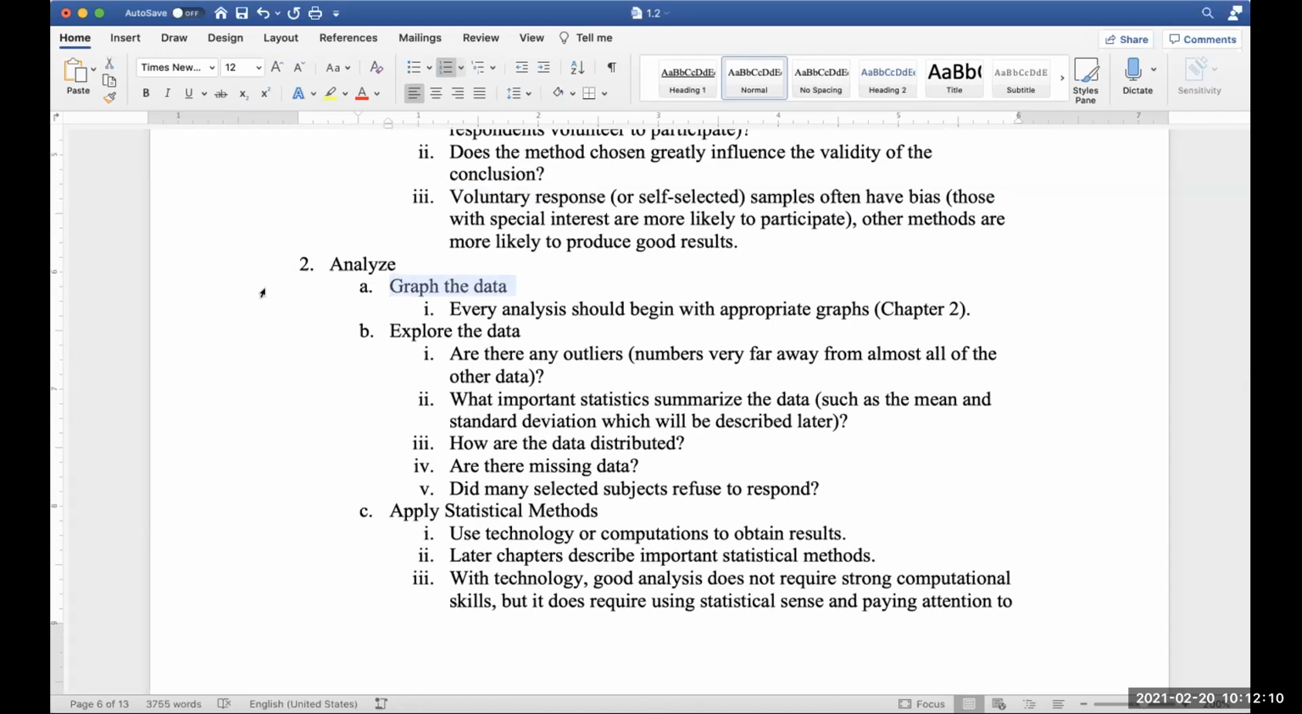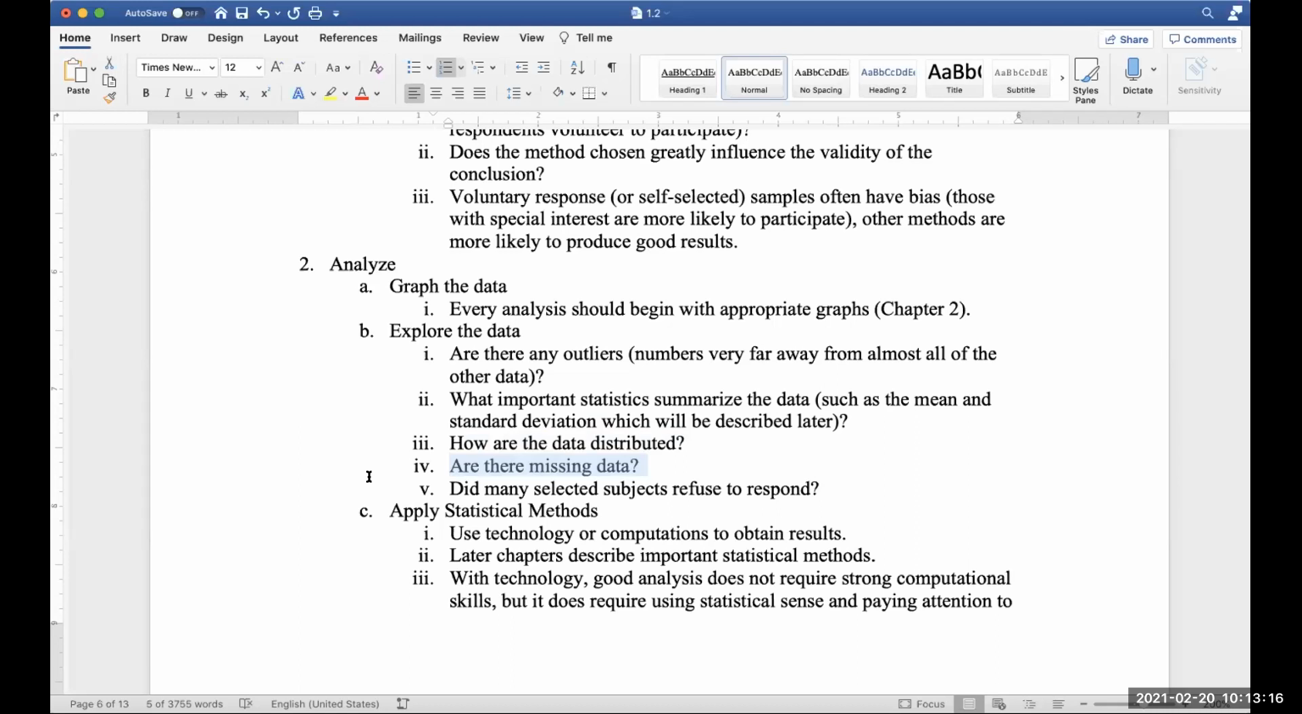So, analyze. First step, you should always graph the data. Every analysis should begin with the appropriate graph. We're going to be looking at graphs starting in chapter 2. Next, you should explore the data. First question is, are there any outliers? Are there any numbers that are very far away from the vast majority of the other data? Next, what are the important statistics that summarize the data, such as the mean, the standard deviation, other things that we'll be describing later today, or maybe next week. How is the data distributed? Is it all bunched together? Is it spread out?